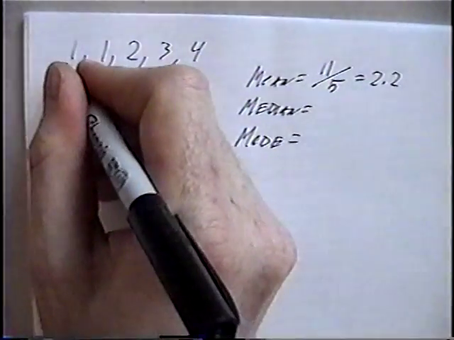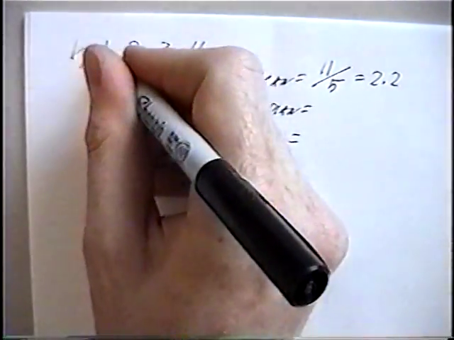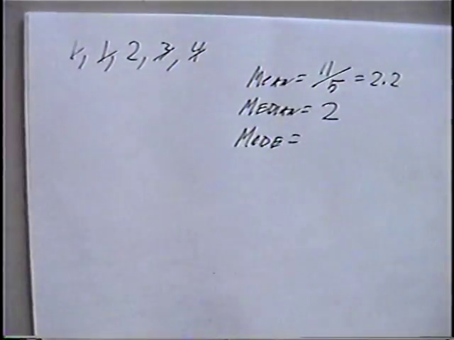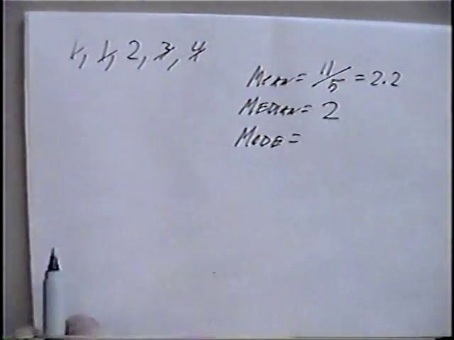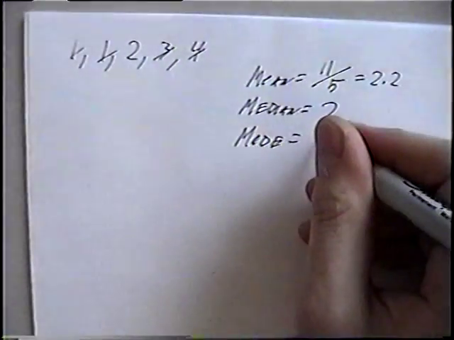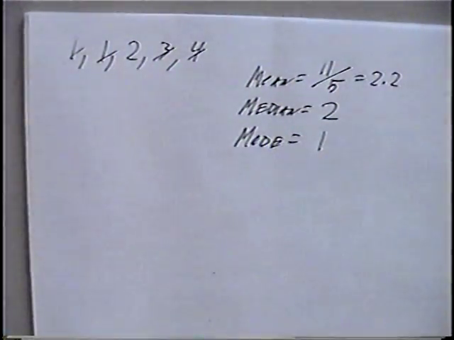The median would be the middle number. Basically, you'll start crossing off numbers from left to right until you get to the middle number, which would be 2. The mode would be the number that repeats the most. We had the number 1, which repeated twice, so our mode would be 1.